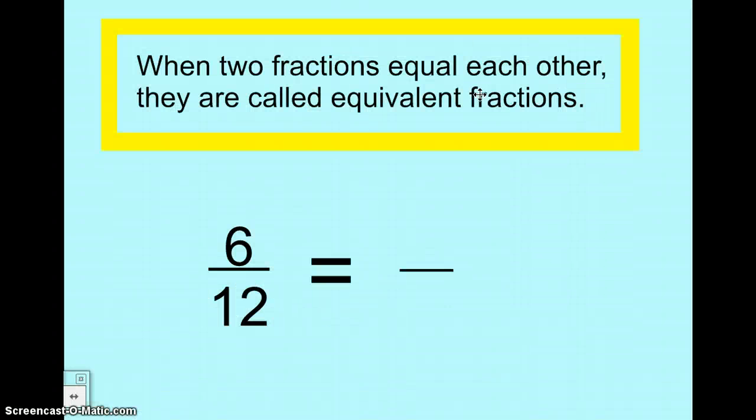So put your candy bars. I want you to make 2 piles: half a candy bar and 6/12 of a candy bar. Can you do that for me? Awesome. So remember, they're equivalent. They are equal.